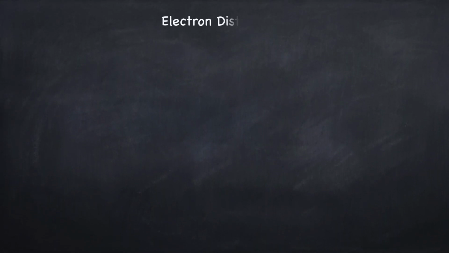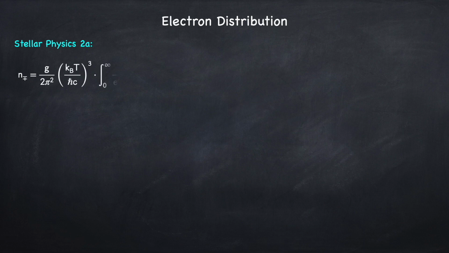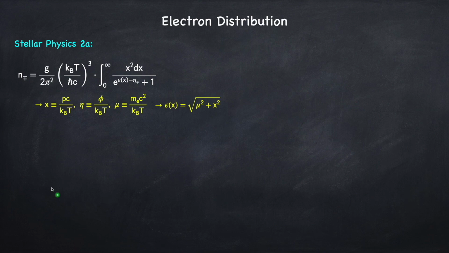Okay, we're going to come back to this, but first we have to go over how electrons and positrons are distributed. I cover this in Stellar Physics 2a. So the number density of electrons and positrons, which I'm labeling as minus for electrons and plus for positrons, because electrons have negative charge and positrons have positive charge, we found in Stellar Physics 2a to be equal to this quantity, where g is the degeneracy, which is simply counting the number of particles you can put in a given energy state. For electrons and positrons in our case, it's going to be 2, because they have a magnetic moment that can either be pointing up or down. So in each energy state, you can put one electron with its magnetic moment pointing up and one with its magnetic moment pointing down.